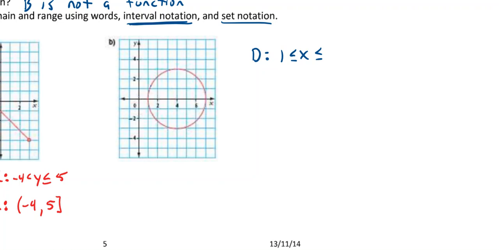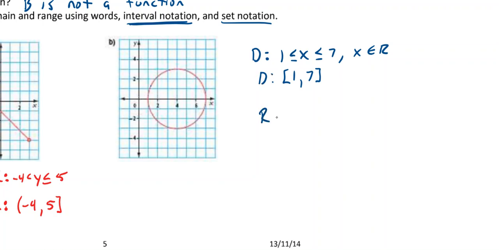So x is greater than or equal to 1, less than or equal to 7. And then technically you'd have where x is a member of the real numbers. And in interval notation, square bracket, 1, and then 7, and then square bracket, right? It's just including both.